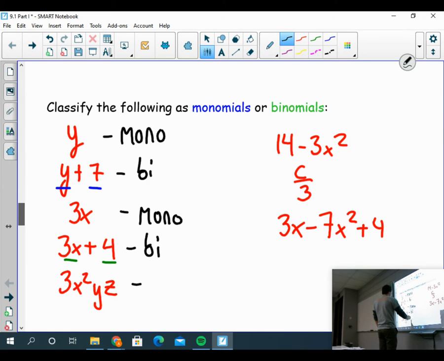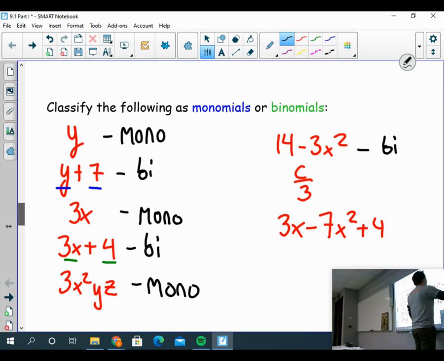3x squared yz, believe it or not, is still going to only be a monomial. Again, we have a ton going on there. We have an exponent, 3 different variables, and a coefficient, but none of them are separated by a plus or minus symbol. Thus, while complicated, it's only a single term. 14 minus 3x squared would be a binomial because the 14 and the 3x squared are separated by that minus sign. C divided by 3, again, a monomial because there's no plus or minus sign, just a single term.